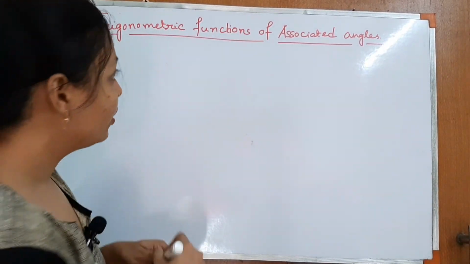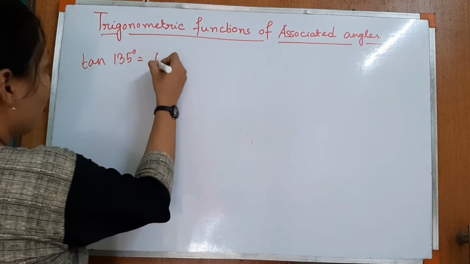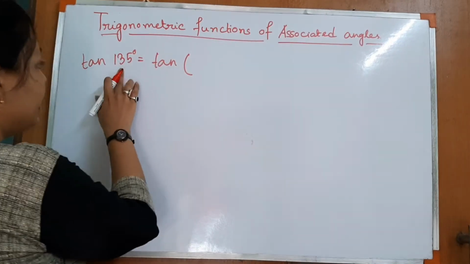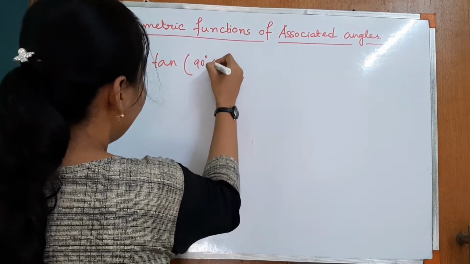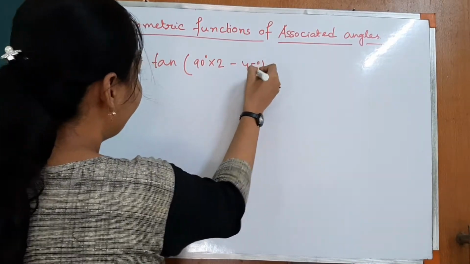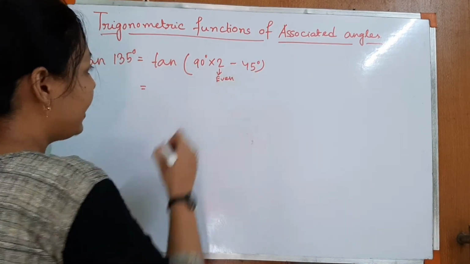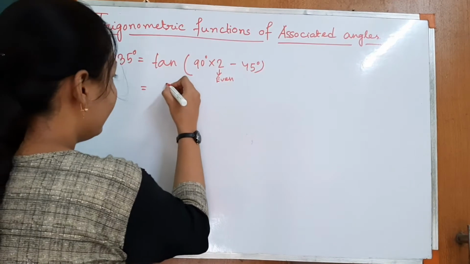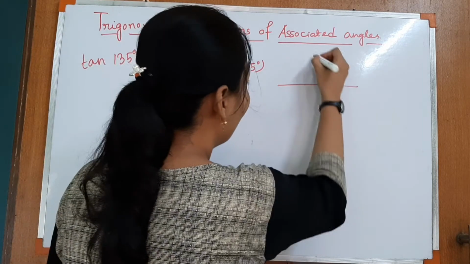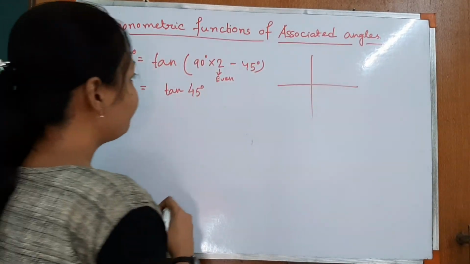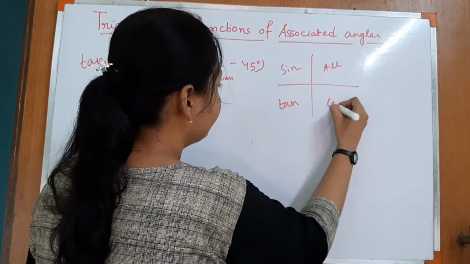Now we find the value of tan 135 degree. First we write tan, next we write 135 degree as a multiple of 90 degree, that is 90 degree into 2 minus 45 degree, okay. Now since 2 is an even number, tan is not transformed into cot. We write tan as it is and then we write 45 degree. Now we have to take which sign is placed in this place. This is all, this is sine, this is tan and this is cos, okay.